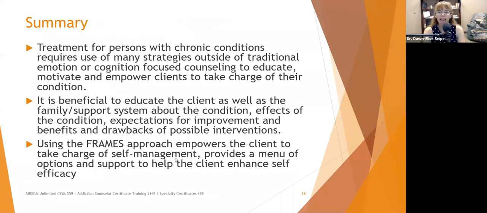Treatment for people with chronic conditions requires the use of many strategies outside of the traditional emotion or cognitive-focused counseling in order to educate them, empower, and motivate them to take charge of their condition. When you first get a diagnosis like this, whatever the chronic condition is, maybe you've known you've had it all your life, whatever the case may be, there's a point in there at some point that people often have to go through the grief process of, I am different than what I expected to be.